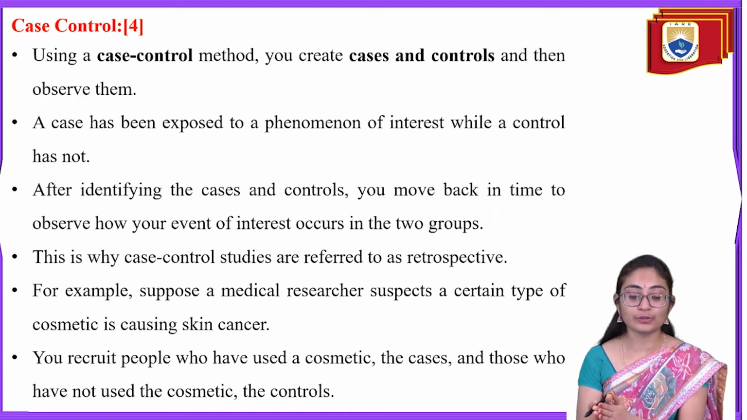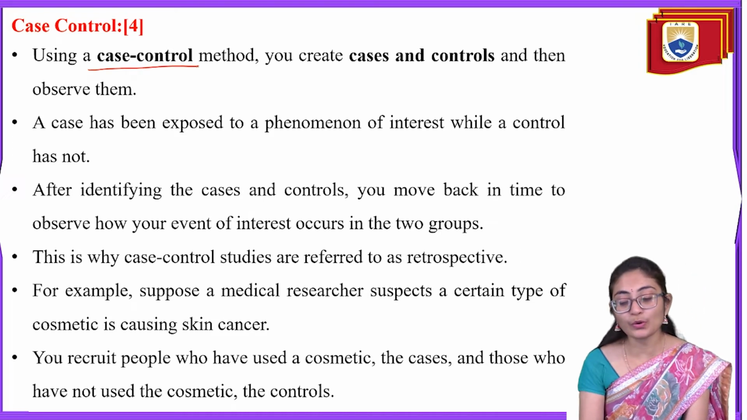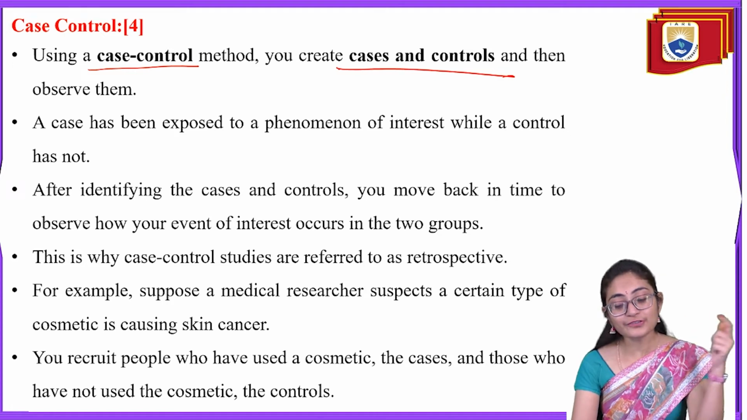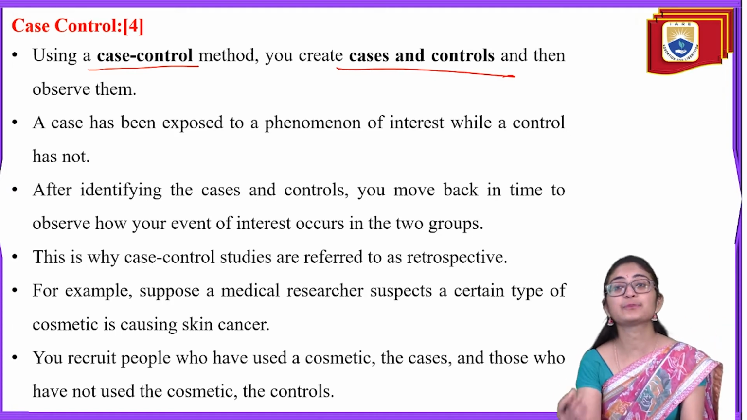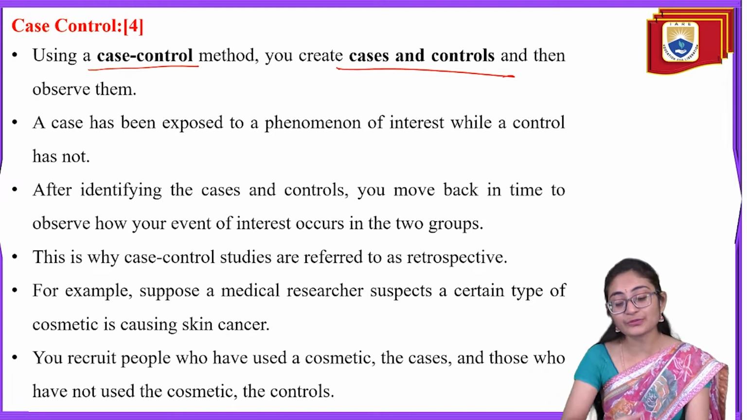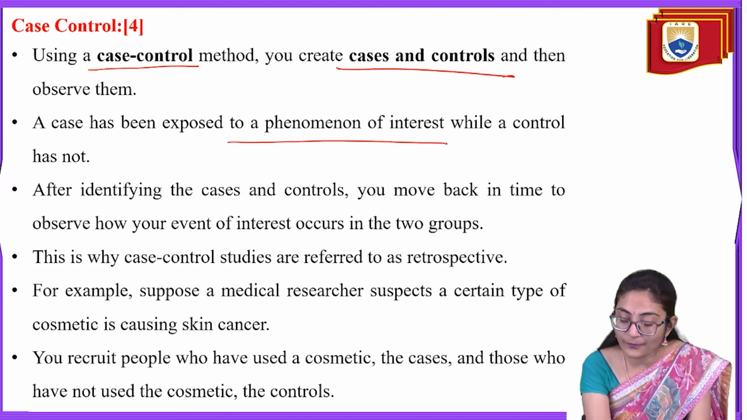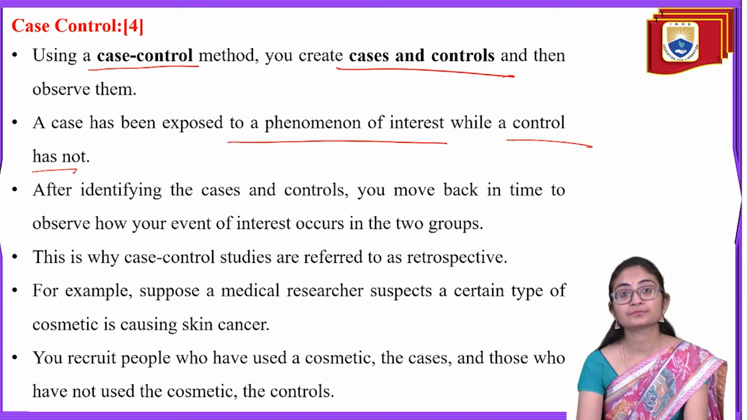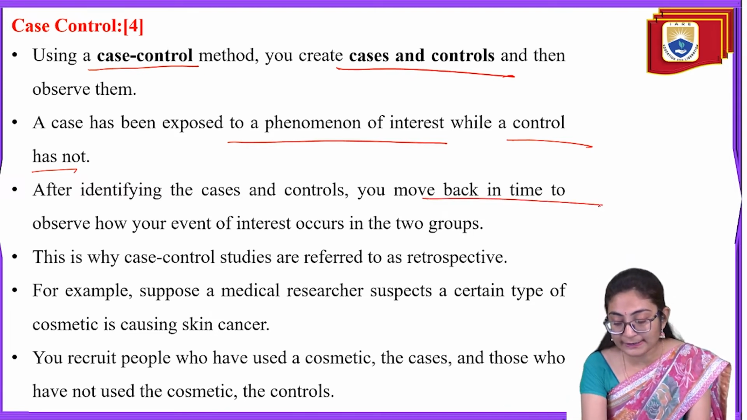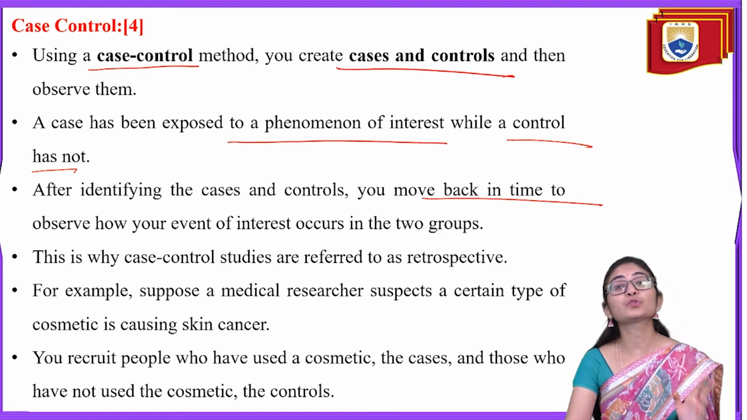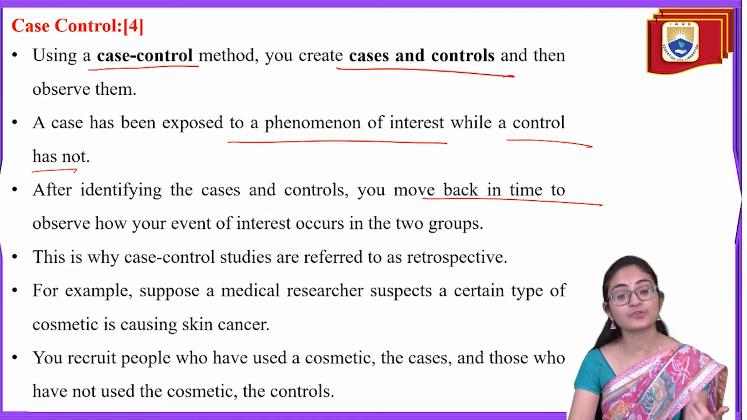Then case control. Using a case control method, you create the cases and controls, then observe them. Here, first you create the cases and controls, and after that you observe them. A case has been exposed to the phenomenon of interest while a control has not. After identifying the cases and controls, you move back in time to observe how your event of interest occurs in the 2 groups. This is why case control studies are referred to as retrospective.